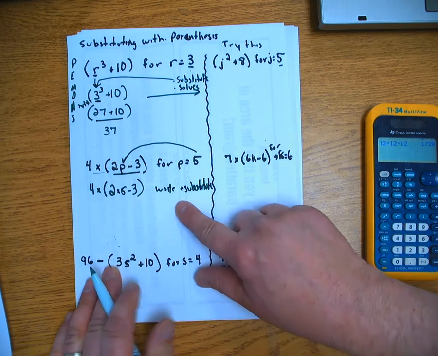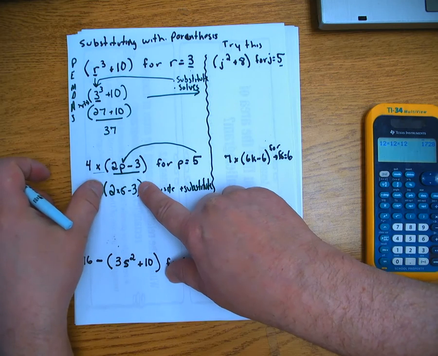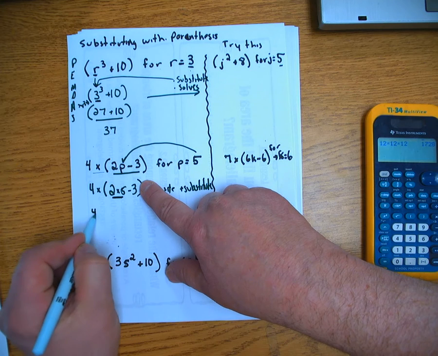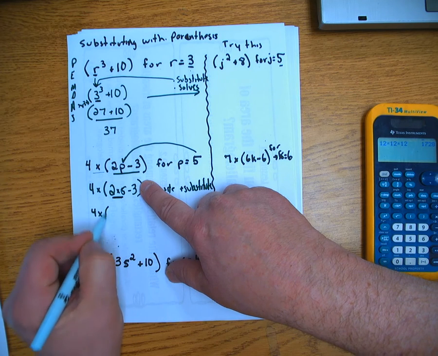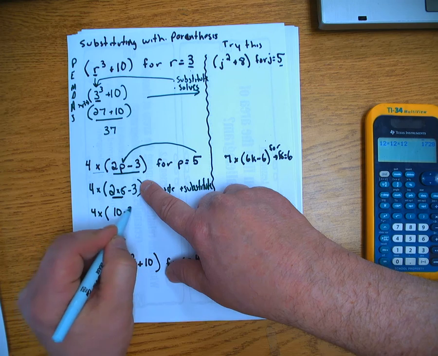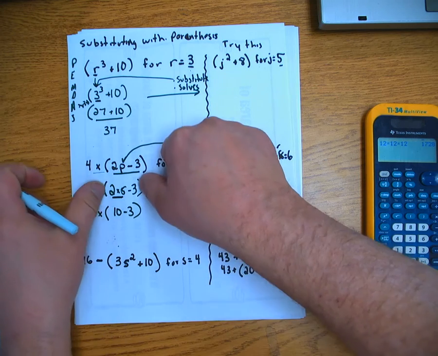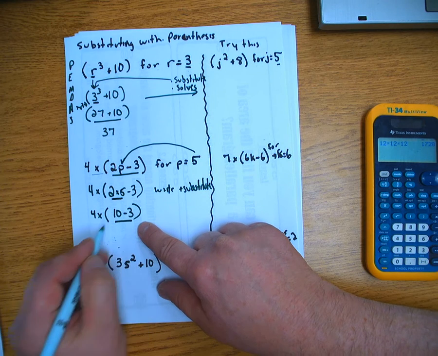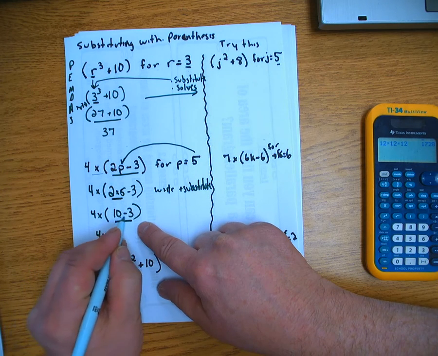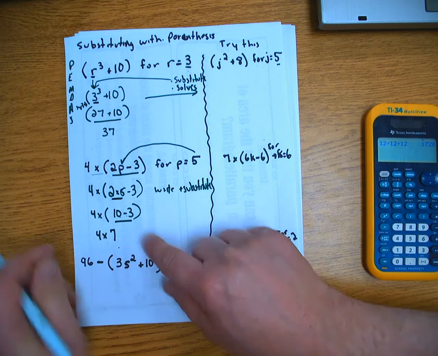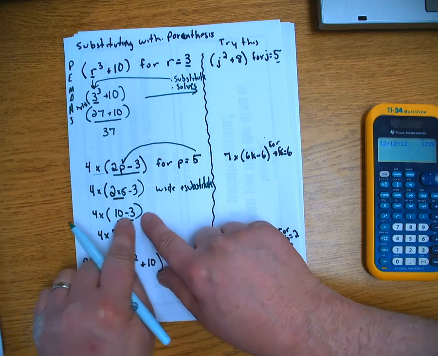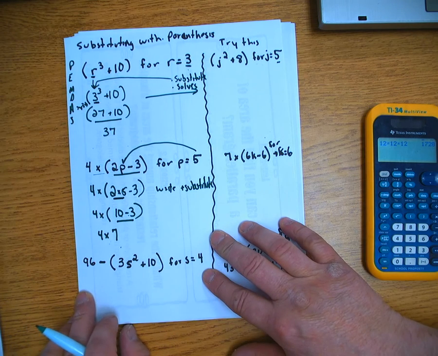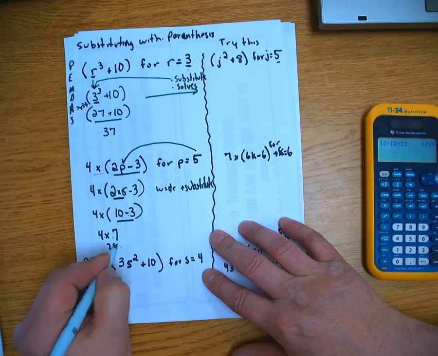Okay? So next I'm going to solve, and I have to deal with my parentheses first. So inside the parentheses, order of operations tells me to do 2 times 5 first. I'm going to keep my parentheses until I'm done inside of the parentheses. I still had to subtract, so I'm bringing those down. This is all inside the parentheses still. 4 times 10 minus 3 is 7. Notice I dropped the parentheses because there's nothing else inside of there to do. Okay, I have no exponents here or anything like that. So now 4 times 7 is 28.